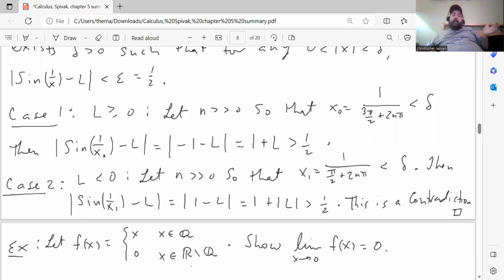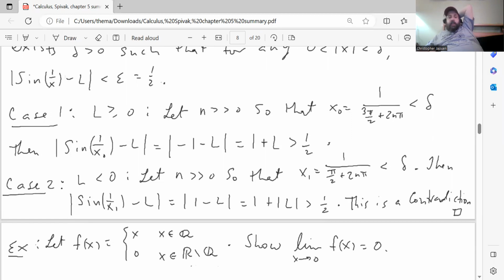Well, maybe then that means that L is negative. So let's try that. If this is case 2, if L is less than 0, then choose n large enough so that x, here I'm calling it x1 to distinguish it from x0, x1 equals 1 over pi over 2 plus 2n pi. Choose n large enough so that's less than delta.